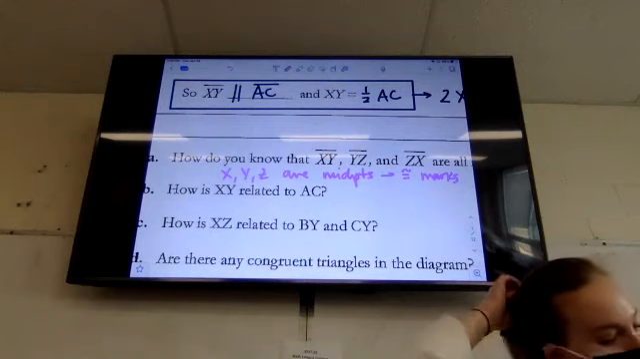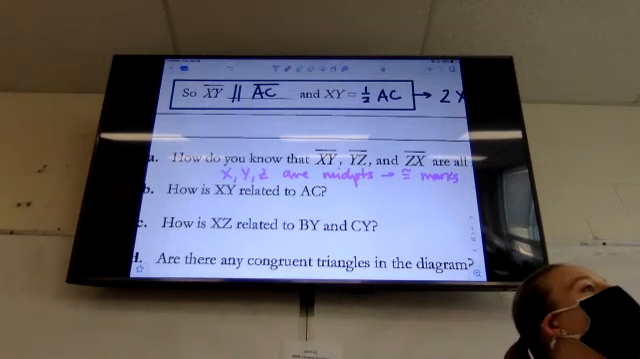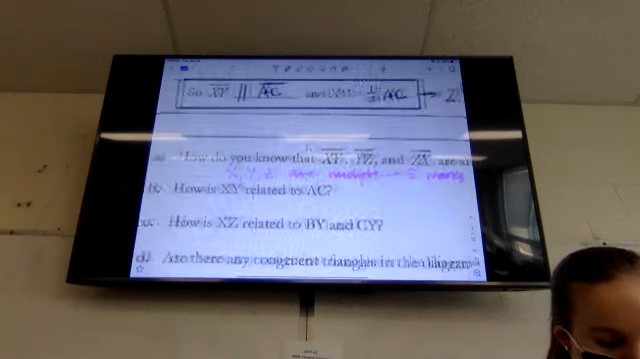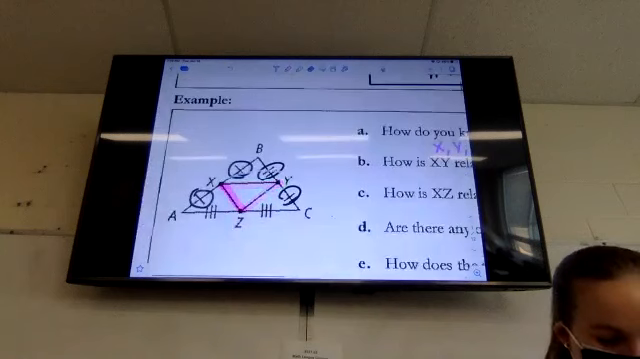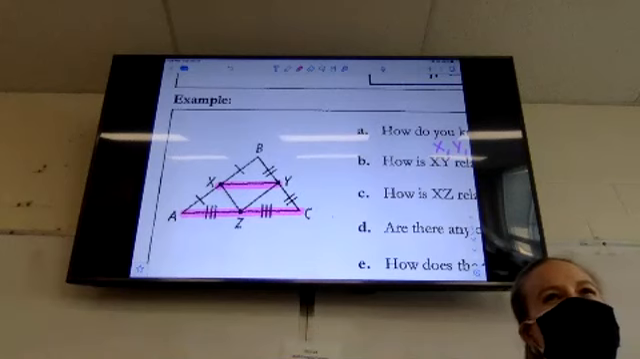So we know XY, YZ, and ZX are all midsegments because they're made up of midpoints. Okay. What about how is XY related to AC? How is XY related to AC? We know two ways that they're related. Who can give me one? Ella?